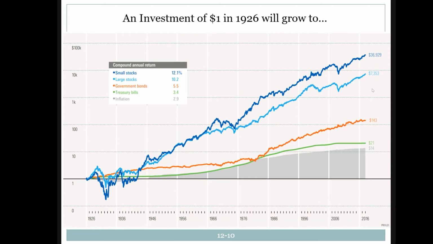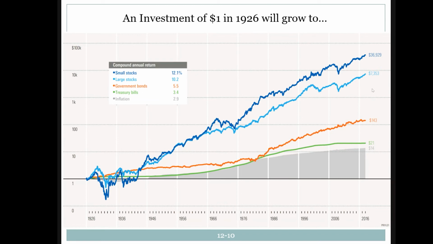Or this orange line is long-term government bonds, so any U.S. Treasury bonds, and that means greater than 1 year maturity. Or in Treasury bills, those are U.S. government bonds with less than 1 year maturity, or just the inflation rate as a comparison, right? So if we put $1 in the portfolio, how would it change over 100 years?